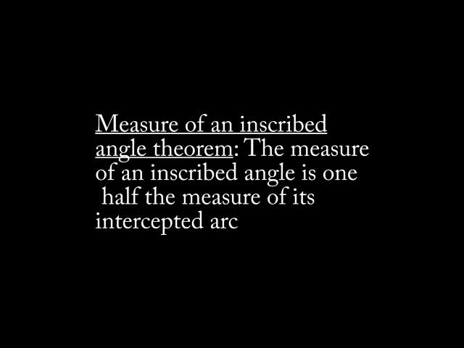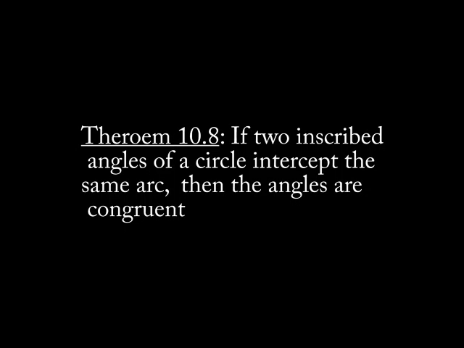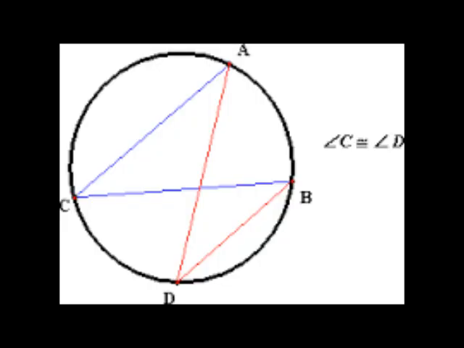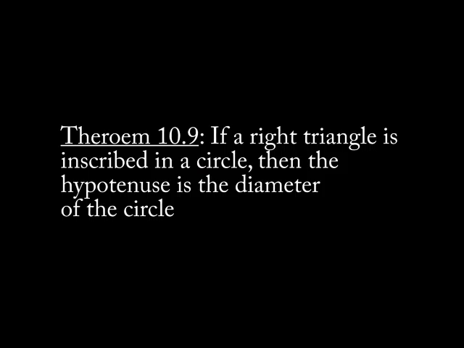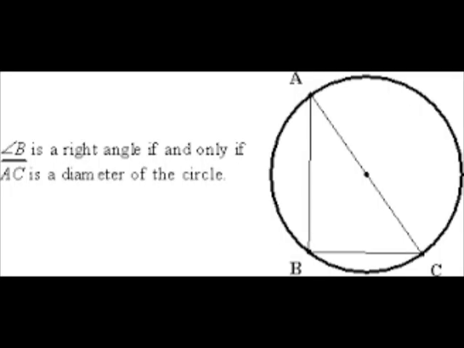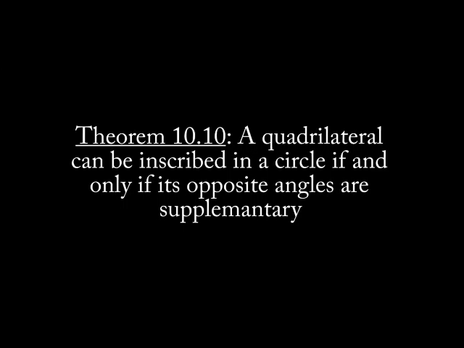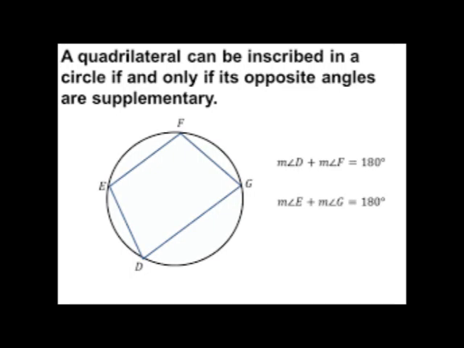Measure of an inscribed angle theorem. The measure of an inscribed angle is 1/2 the measure of its intercepted arc. Theorem 10.8. If 2 inscribed angles of a circle intercept the same arc, then the angles are congruent. Theorem 10.9. If a right triangle is inscribed in a circle, then the hypotenuse is the diameter of the circle. Theorem 10.10. A quadrilateral can be inscribed in a circle if and only if its opposite angles are supplementary.